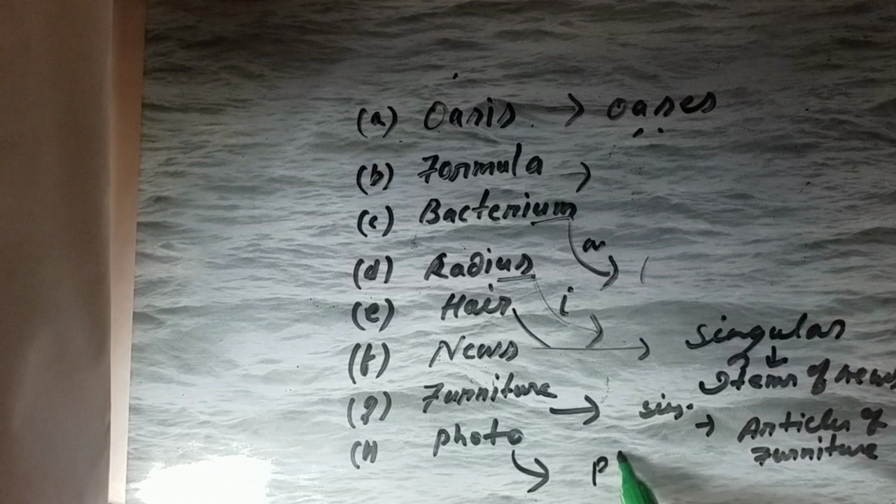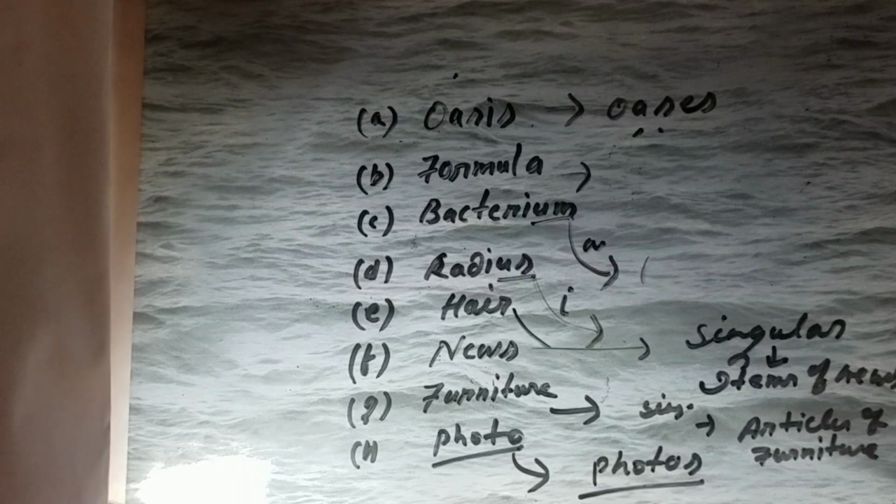Photo. Photos. It is also an exception. Just like tomato, tomatoes, potato, potatoes. But photo means what? Photos. You have not to use es. Okay, so if we have the concepts like these general rules, special rules, analytical rules, exceptional rules, then we will be able to understand the mechanism, the chemistry of English.